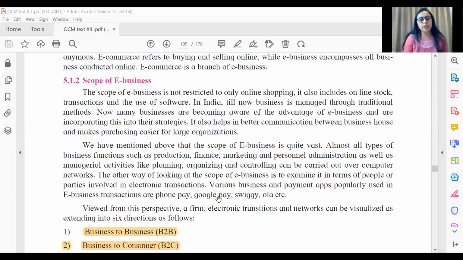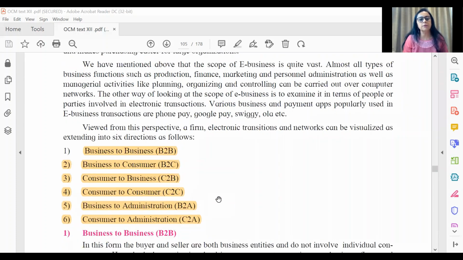Okay. So moving ahead, we have electronic transaction networks that are different. It's business to business, business to consumer. That's all your popular sites where we do our shopping. So you have Amazon, Flipkart, Myntra.